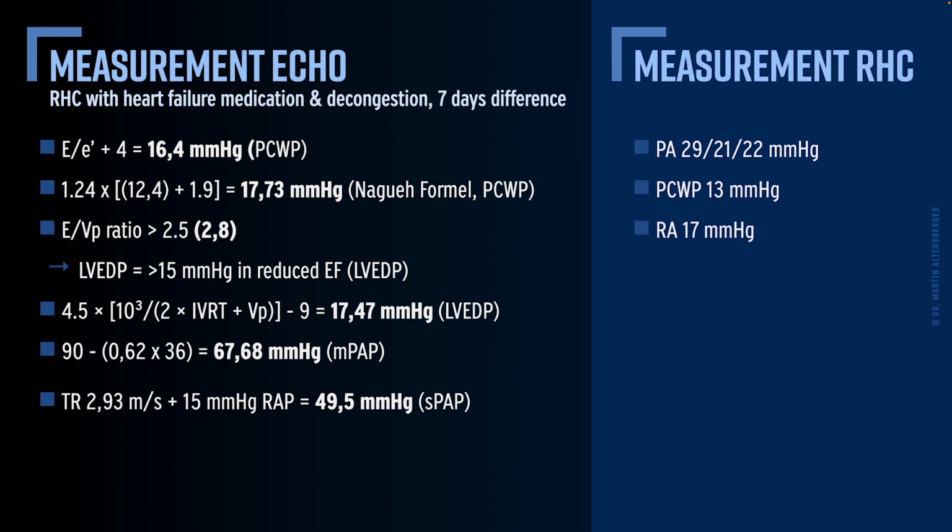Also, the sPAP measurement was more elevated compared to what we actually measured in the pulmonary arterial system. So always keep in mind that the formulas can be used to identify elevation of pressures, but the individual numbers are not always what we can measure invasively. The gold standard, of course, is an invasive measurement.